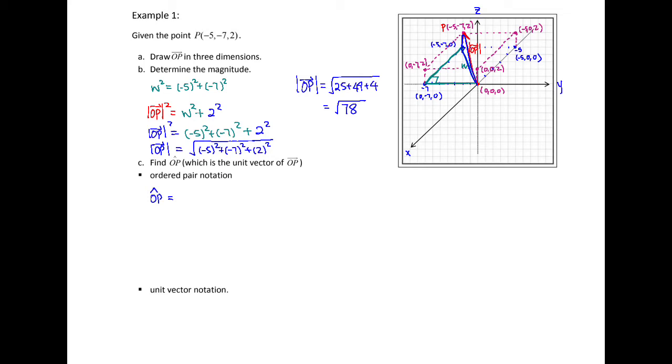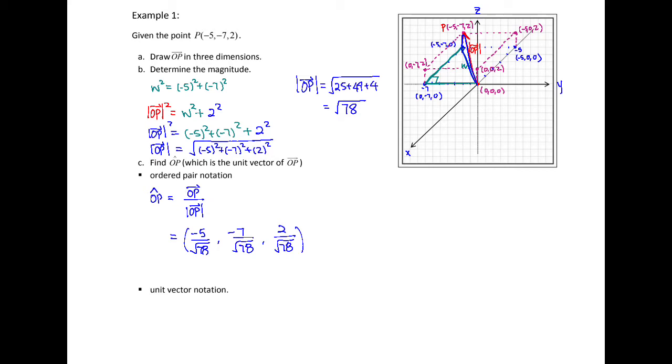Next, let's find the unit vector of OP. Unit vector OP is actually vector OP divided by the magnitude of OP. So each coordinate is divided by the magnitude, which is the square root of 78: negative 5 divided by square root of 78, negative 7 divided by square root of 78, and 2 divided by square root of 78. Because we have a square root in the denominator, we have to rationalize it by multiplying the square root of 78 into both the numerator and the denominator.